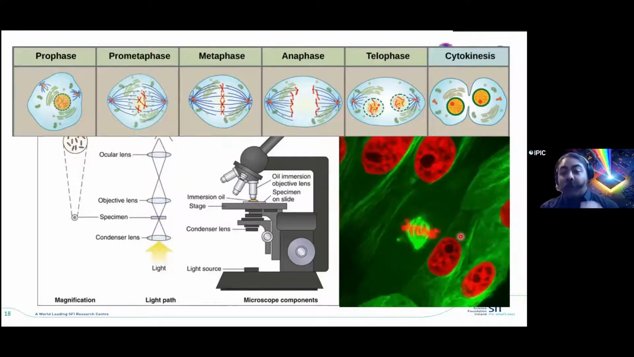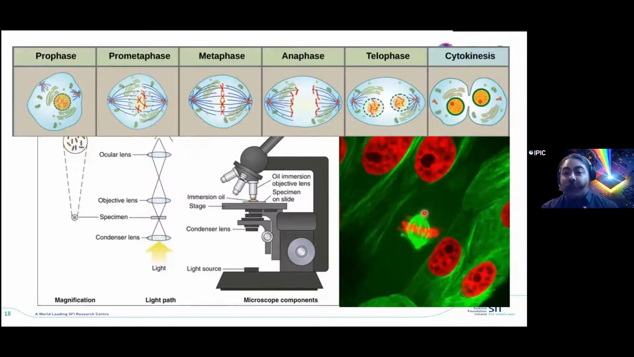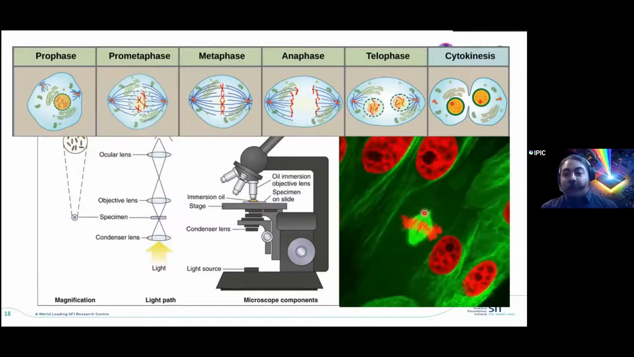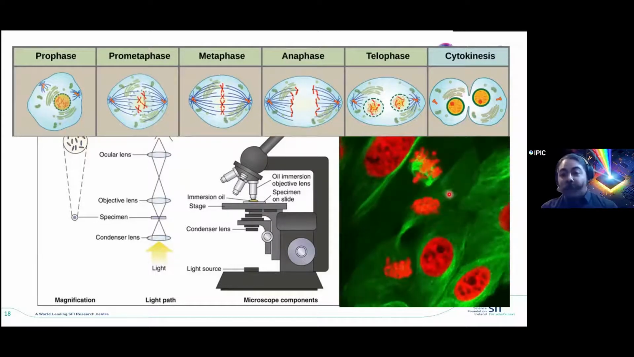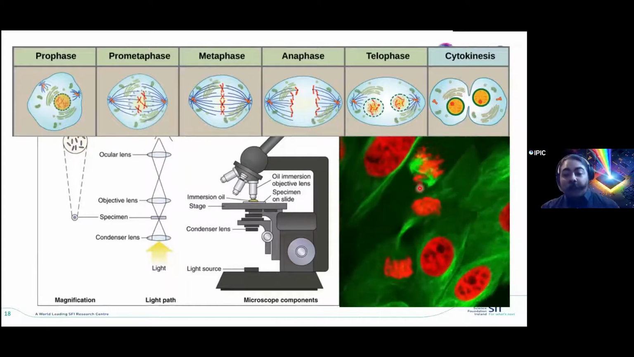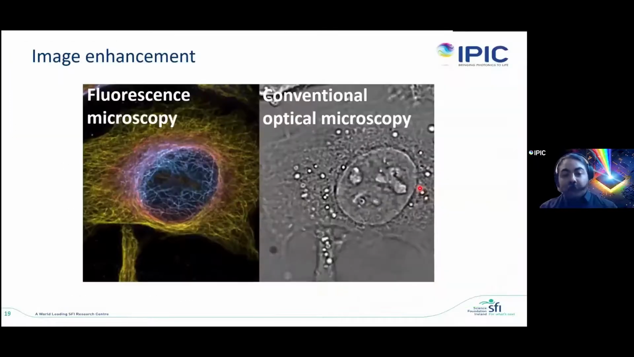And you can see the nucleus disappears first, and then you have this DNA going to the center, and this is pulled out to the edges of the cell, and the cell actually divides into daughter cells. And you see that this image enhancement of fluorescence microscopy makes the image much better than conventional microscopy, where you cannot see many details.